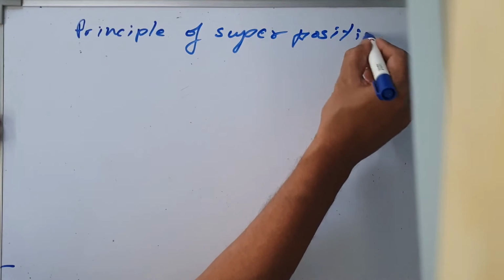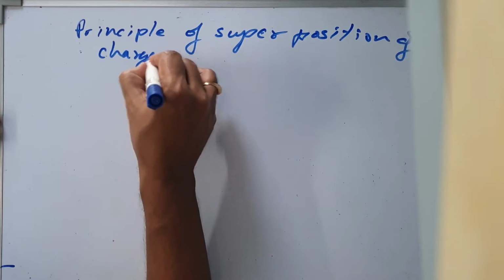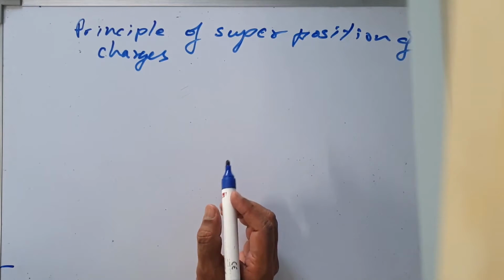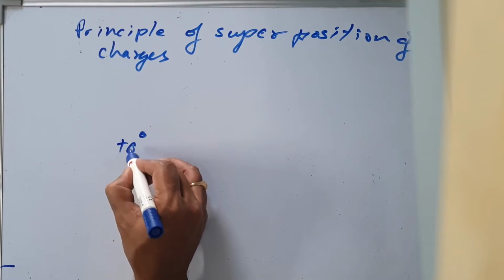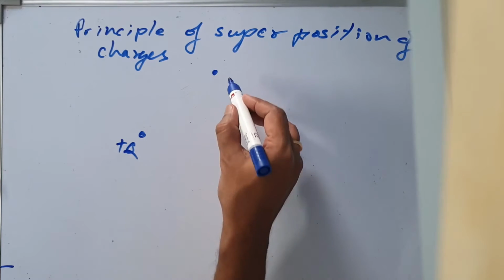Superposition of charges. What it is exactly is, if you have a point charge plus q here, and here is a system of a number of charges.